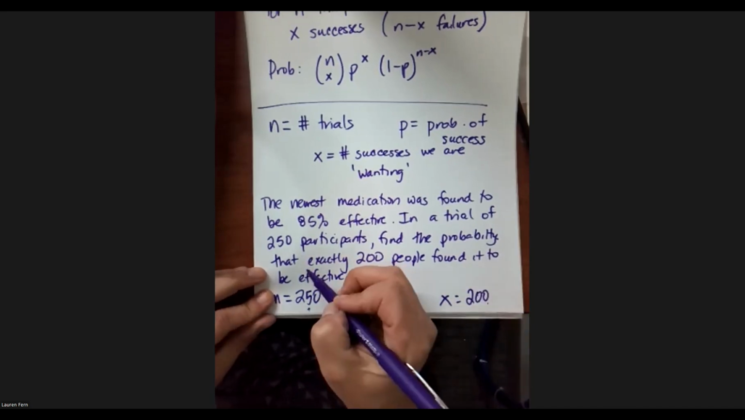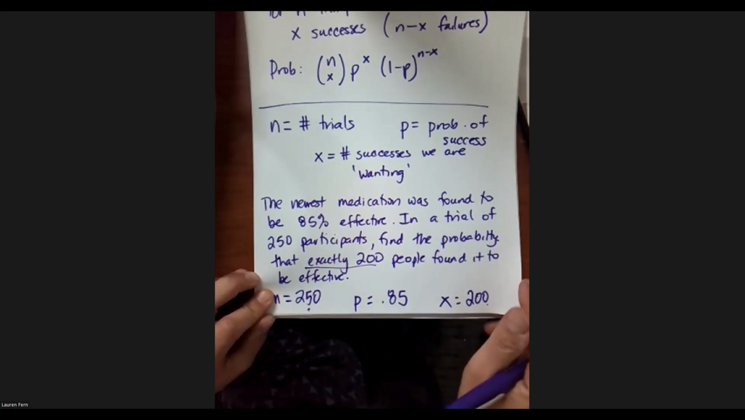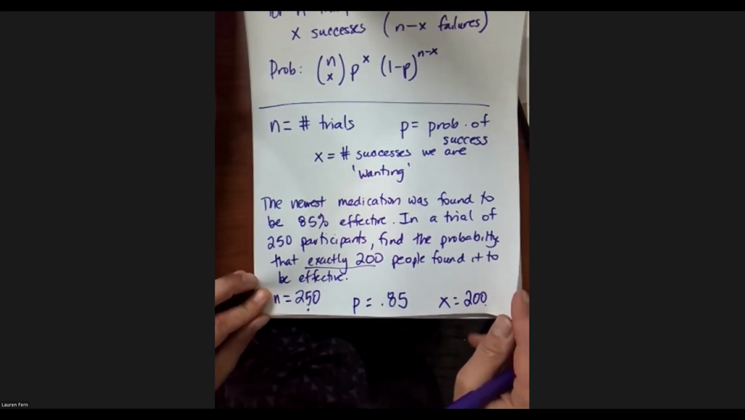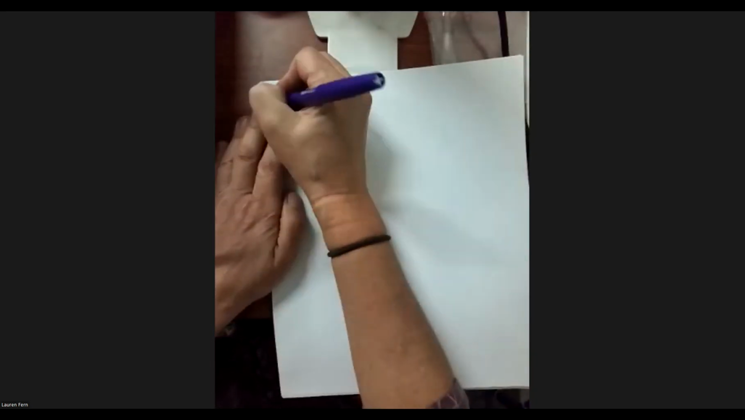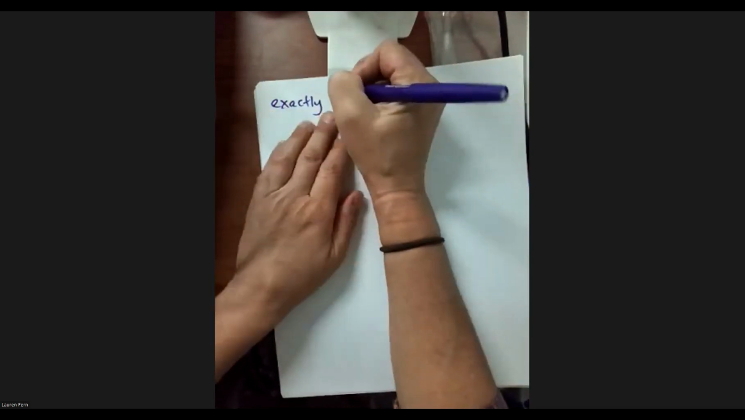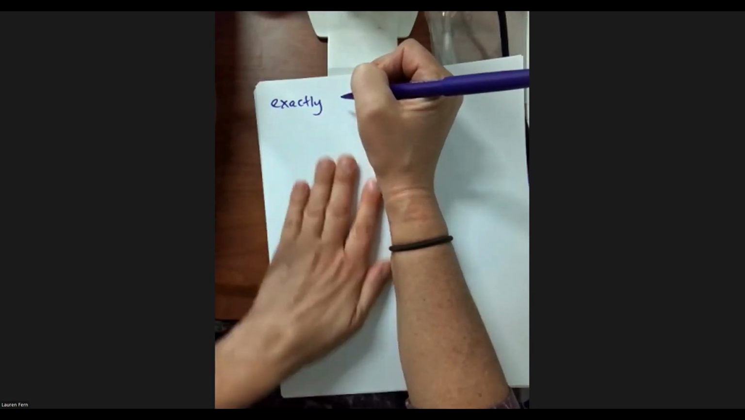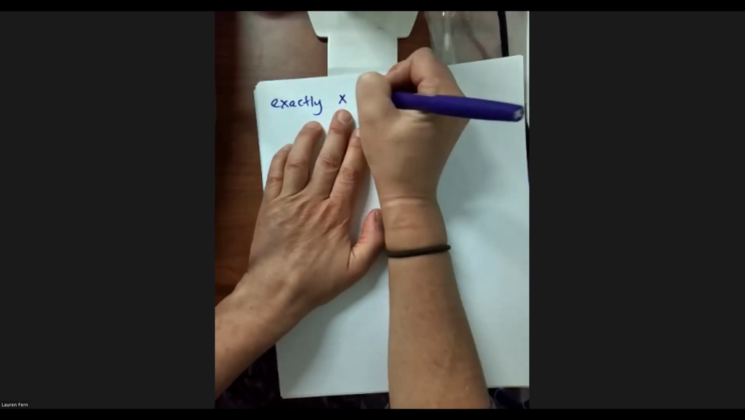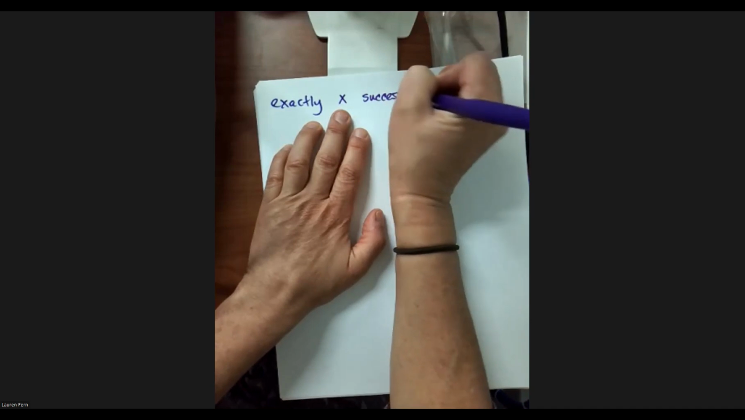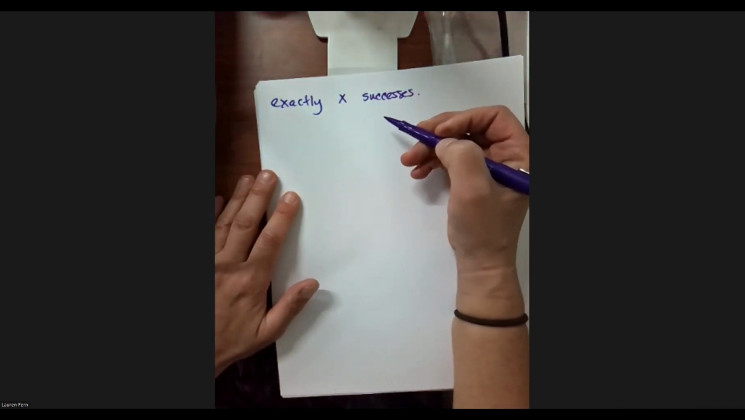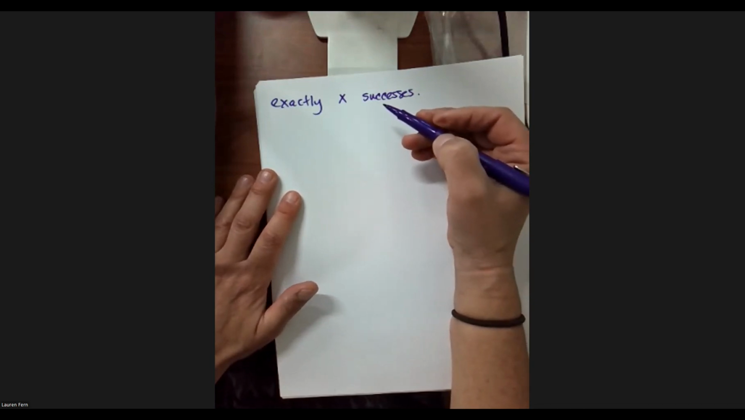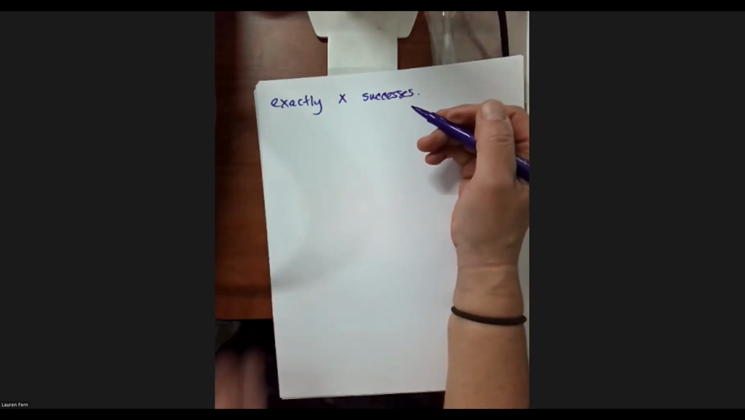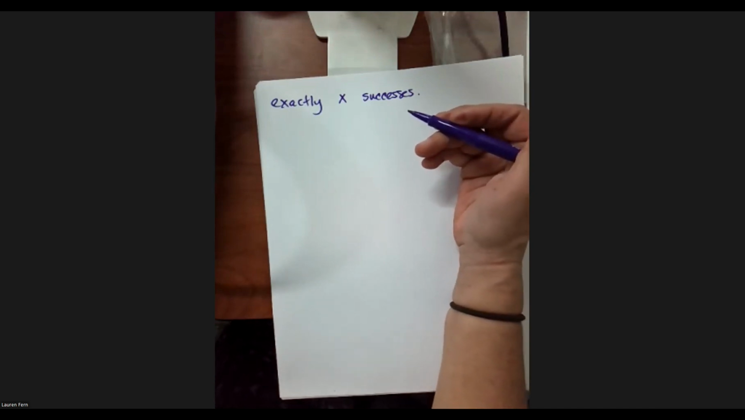Now, notice in this case, we wanted to find the probability that exactly 200 people found it to be effective, okay? But these things can be worded in a lot of different ways, and I'm showing you all the ways they can be worded so that you're ready. You can be asked to find exactly X successes, which is exactly what we just had in the previous example. We wanted exactly four ones, or exactly 200 people to find it effective.